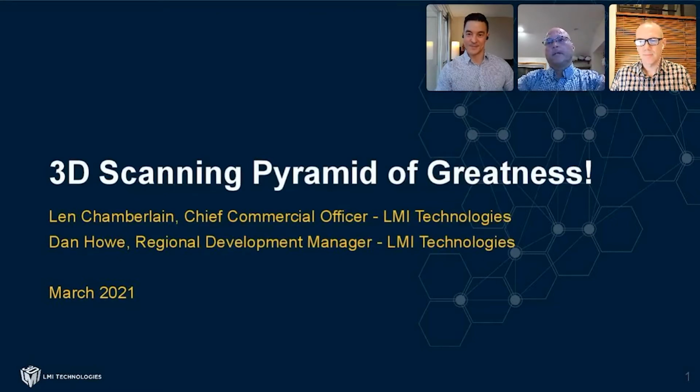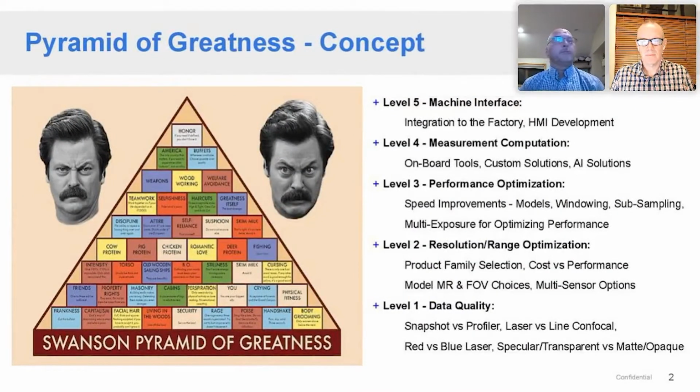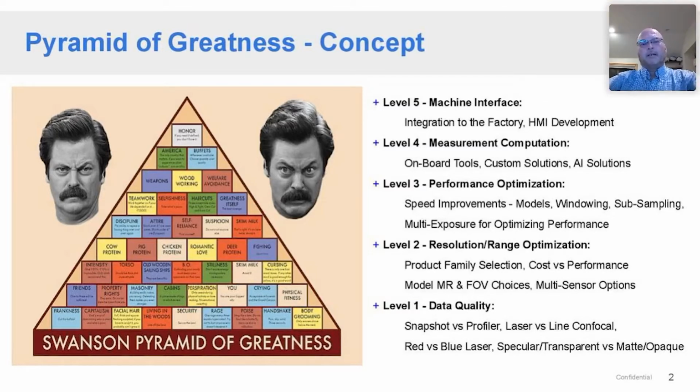Hello, everybody. Thanks for joining. You might be wondering what the pyramid of greatness is for 3D scanning. It's modeled after Ron Swanson's pyramid of greatness from Parks and Recreation. I don't know that Ron is terribly popular in Asia, so you may have to Google him, but he's a personal hero of mine. He's got certain building blocks that essentially turn boys into men and build a great life. I thought we could do something similar with the Gocator and our scanning technology.